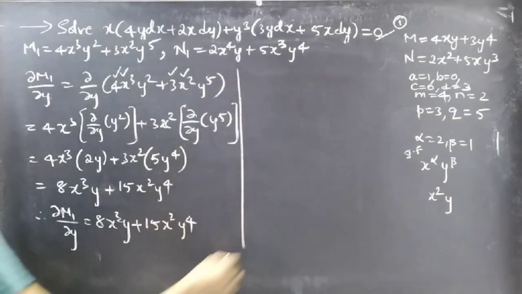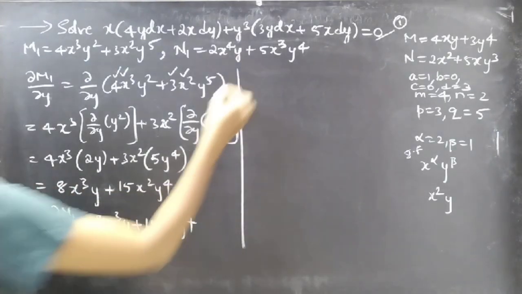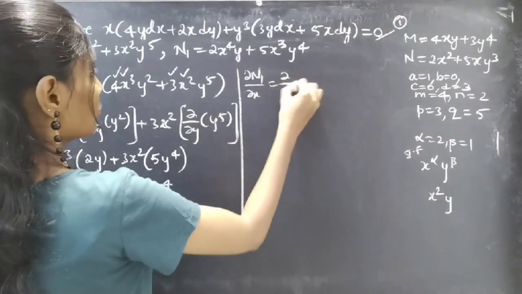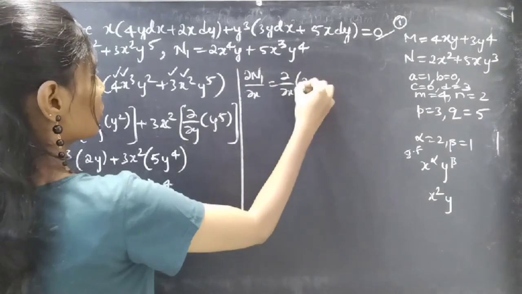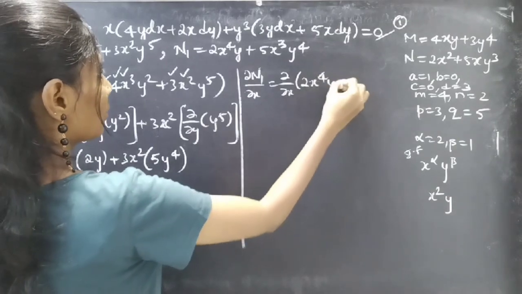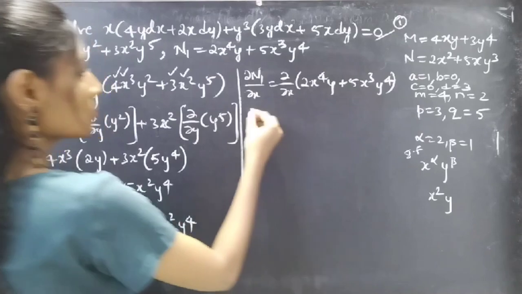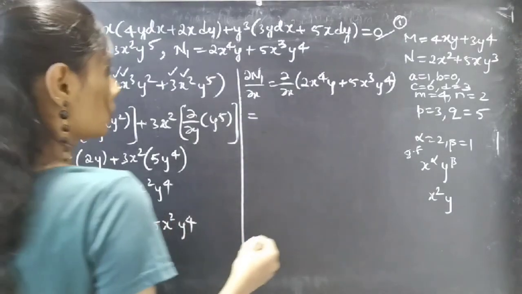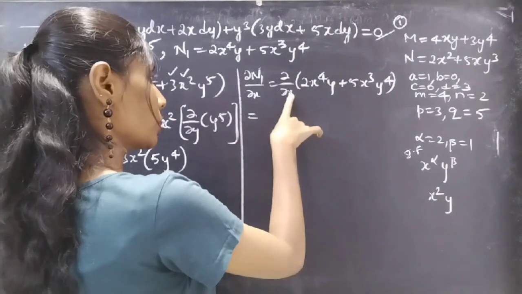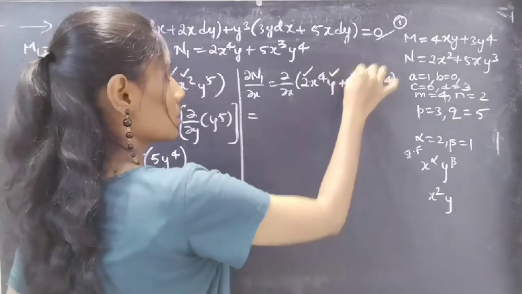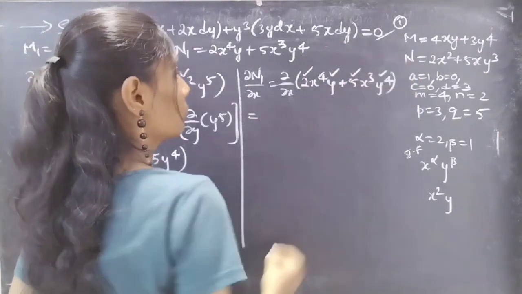Let's now find the partial derivative of N1 with respect to x. Partial derivative of N1 = 2x⁴y + 5x³y⁴. We need to find the partial derivative with respect to x, so y is treated as constant. In the first term 2y is constant, in the second term 5y⁴ is constant.